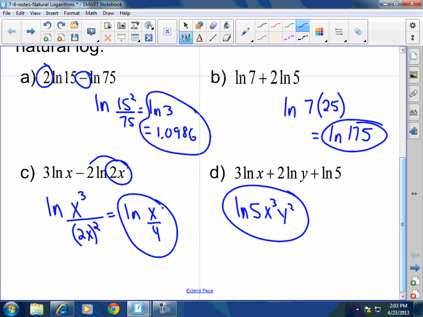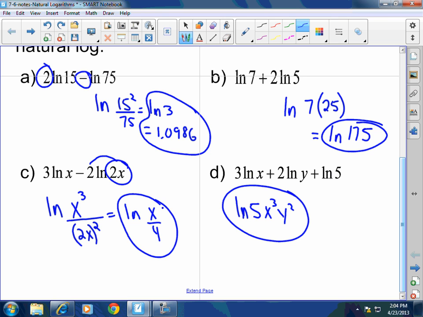I would say it has to be in this order just because I like to have the 5 in the front. But no, technically it could be x cubed y squared and then a 5 at the end. It could have been ln of x cubed y squared times 5. But mathematically speaking, the numbers usually want to come in the front. Does that make sense? You got that? Thank you.